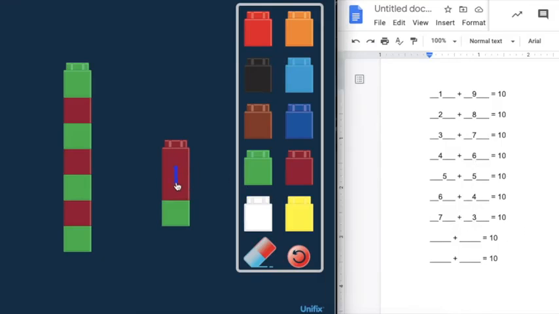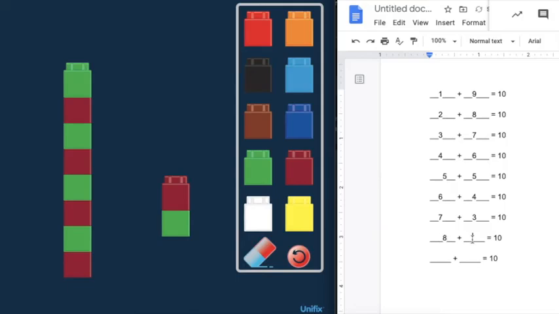So let's split this stick. So there's 2 on this side and there's 8 on this side. So we have 8 and 2. Does that get us to 10? 1, 2, 3, 4, 5, 6, 7, 8, 9, 10. And it finishes our pattern.